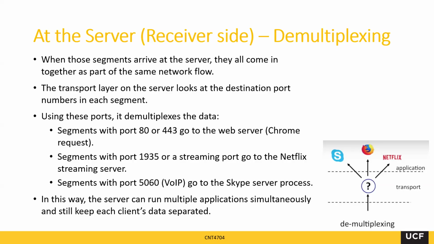Not only are they assigned for specific processes, but we can use them for maybe classification or to distinguish between them. So we know that port number 80 is usually for HTTP, and 443 is for HTTPS, and this is regarding a Chrome request. And then we have a port number that is set for streaming, that would specify Netflix, and maybe voice over the internet, or voice over IP, is using Skype. So in the server, it can receive multiple applications and still keep each client's data separated.